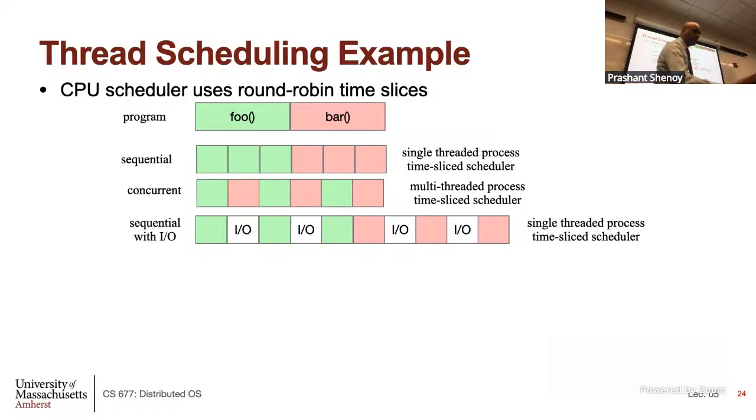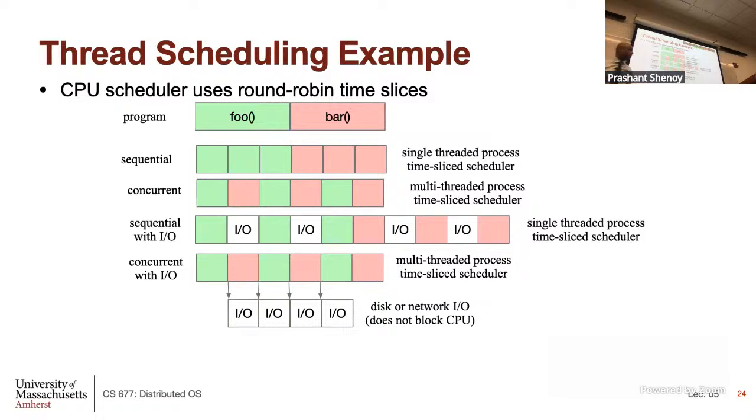Let me show you what it will look like. So that's what it's going to look like. So you run the green function for one quantum. We'll assume exactly at the end of the quantum, it's the I/O. The green thread is blocked. So the I/O is blocking. So you can no longer run the green thread.